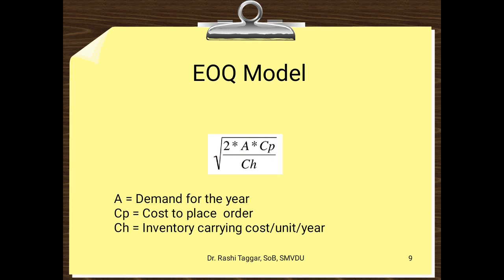Also calculate total ordering cost for the year. So you have to give me 3 values as the answer to this question: optimal order size, total orders required during a year, and total ordering cost for the year. And please post your answers.